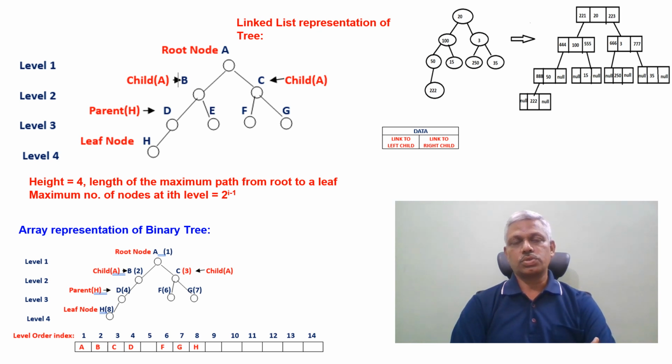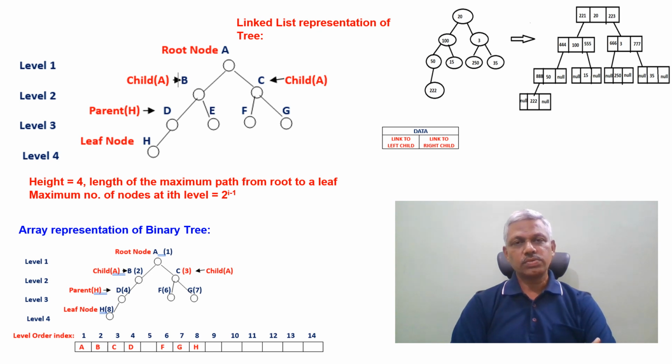Arrays can also be used to represent binary trees once we have the level order indices. Based on the level order indices, we can insert the elements of the binary tree in the array at the corresponding level order index locations. In this example, if you observe, A occupies place 1 because the level order index of A is 1, B is 2, C is 3, D is 4.